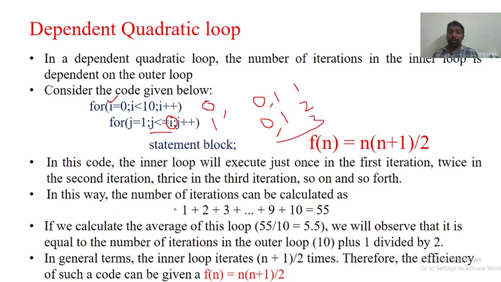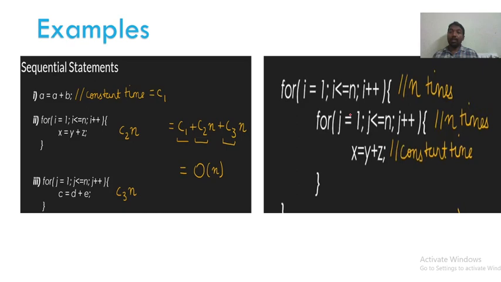So for the first iteration it executes 1 time, second iteration 2 times, third iteration 3 times, fourth iteration 4 times, like that it goes on executing. In total 55 times. So it is represented by the formula f of n equal to n of n plus 1 by 2. This is the formulaic representation of a dependent quadratic loop. Now a small example of how to calculate the time.